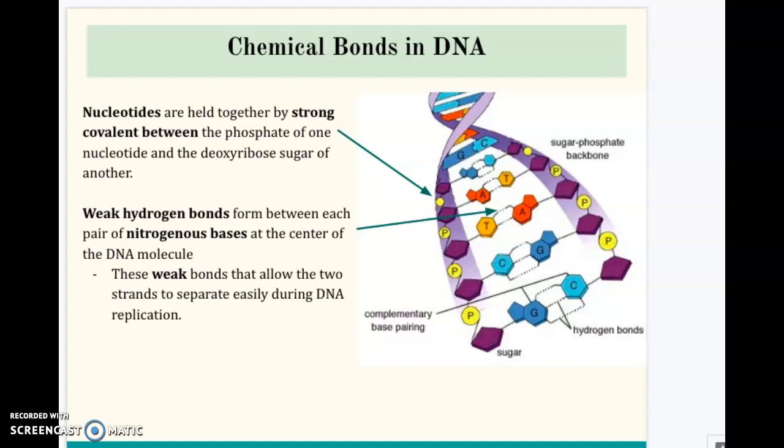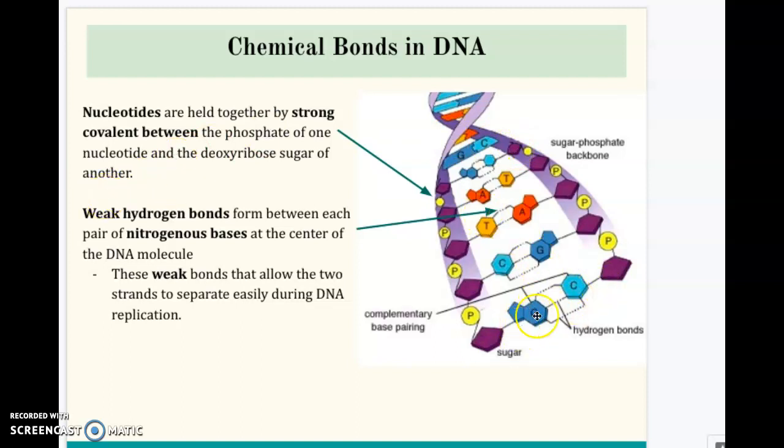Now let's talk about those important chemical bonds that hold the DNA molecule together. So nucleotides, remember this is one nucleotide here, are held together by strong covalent bonds between the phosphate of one, so the P over here, and the deoxyribose sugar of another. So all the way up the sides of the ladder of the DNA, so here and here, are held together by really strong covalent bonds. So these can't be broken easily. They stay together pretty well.